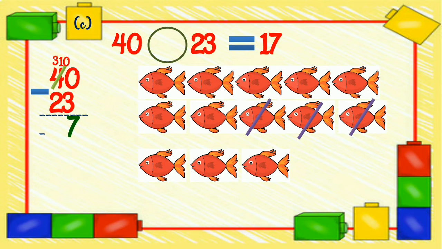Now we cut 2 fish from 3. So 1, 2. How many remain? Yes, it's 1. So 3 minus 2 is equal to 1.